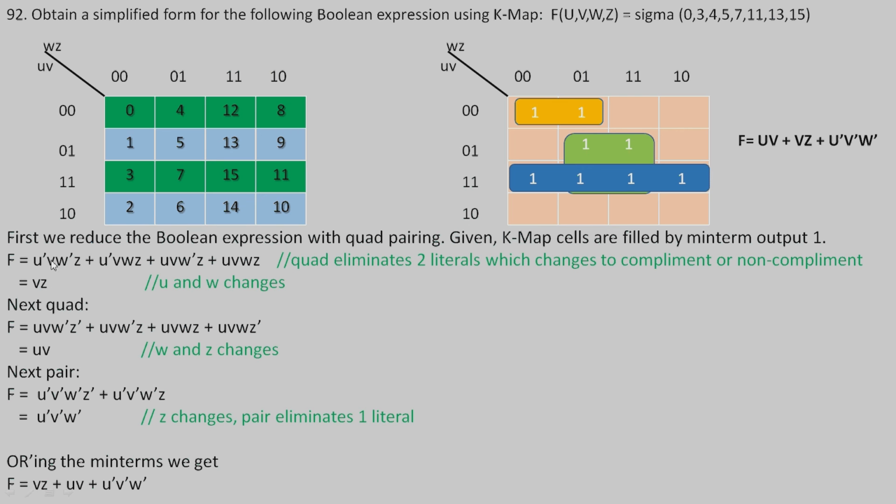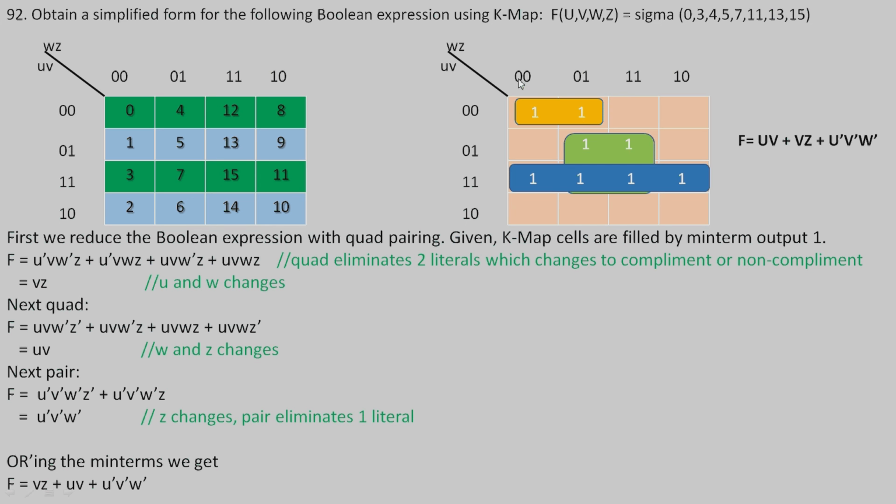So you can see that these four minterms get reduced to just one term because two literals get eliminated. Similarly, in this quad you can see that u and v remain the same, 1 1, for all the cells, but w and z change from 0 to 1. So in the next quad w and z get eliminated and we get u and v only. Now finally we move on to the pair. In the pair, u and v remain the same, that is u complement v complement for this cell and this cell also.